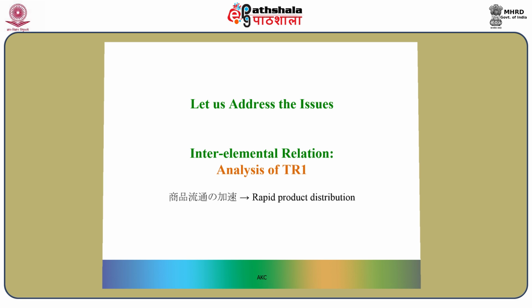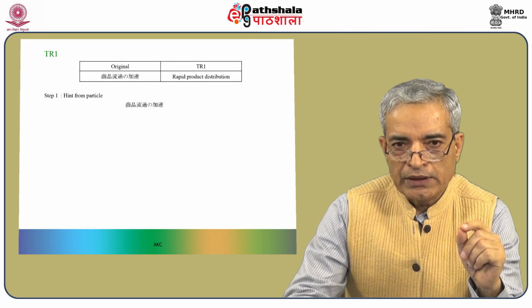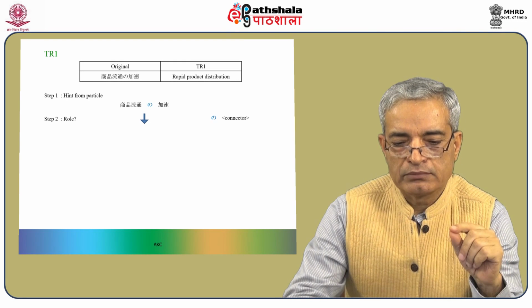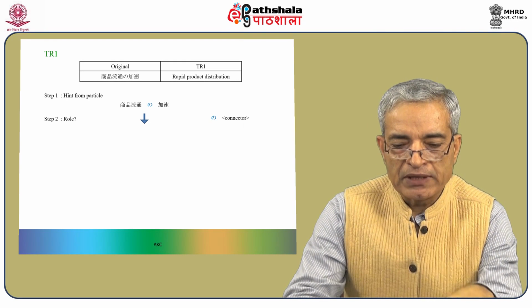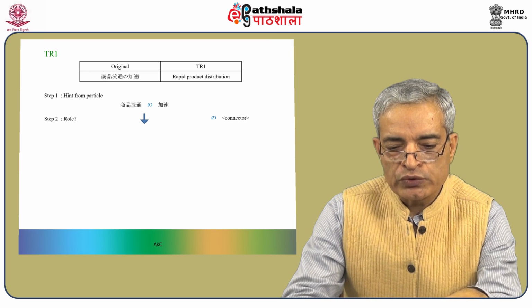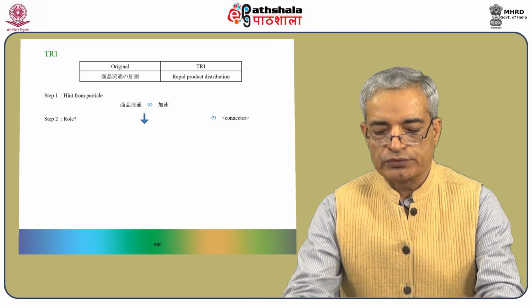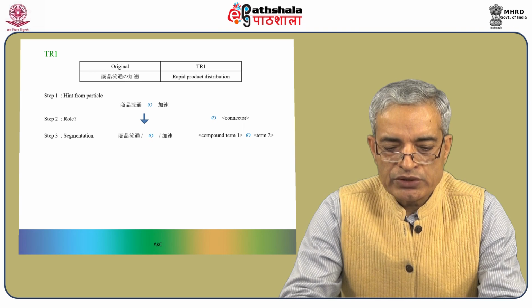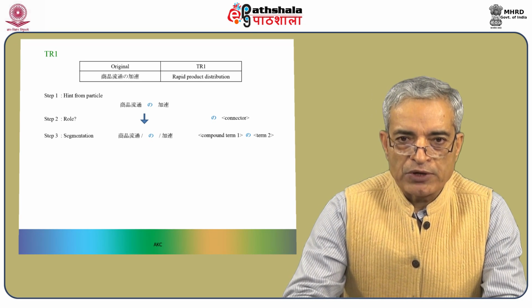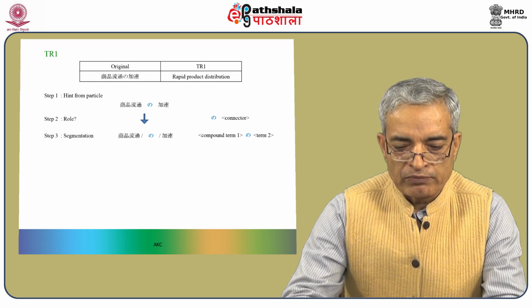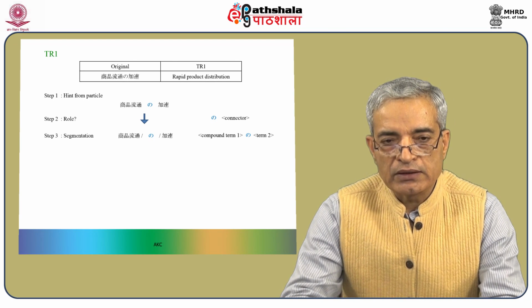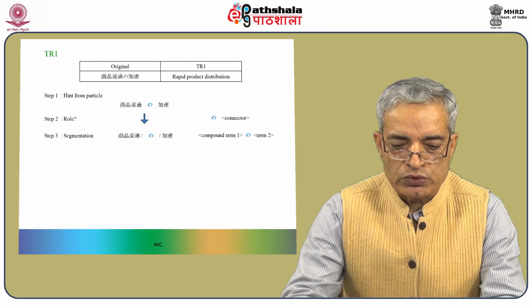Let's do this through the analysis of first translation 1. The hint comes from the particle. The role this particle plays is the connector role. Shohin ryutsu and kasoku, it is joining the two. When we do the segmentation, we find shohin ryutsu is a compound term, which is, let's say, compound term 1, and no, and the second is the term 2, that is kasoku.